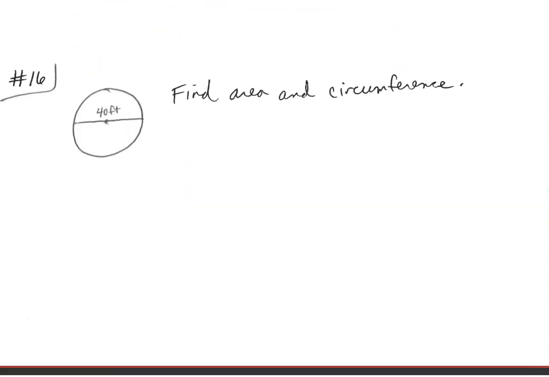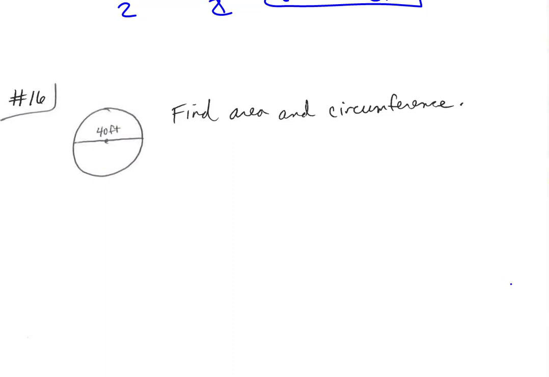Let's try another example. This one asks us to find the area and circumference, and then there's a diagram of a circle, and in that diagram the distance all the way across the circle through the center of it is labeled as 40 feet. So it's important to understand what pieces of a circle are involved in its formulas.